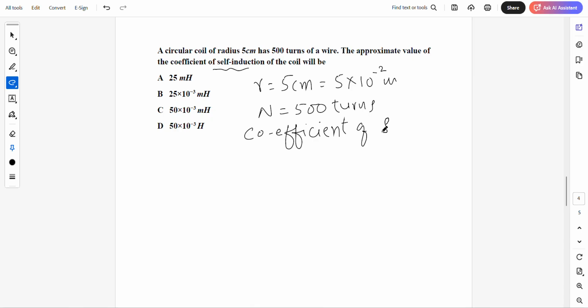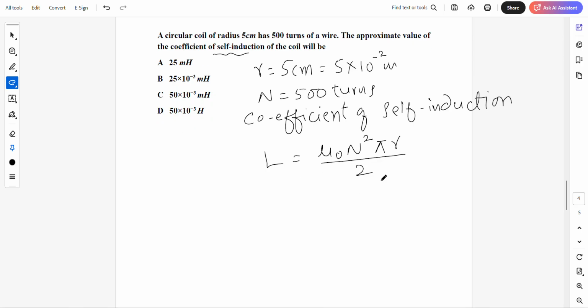Coefficient of self induction. You have to remember the formula. The coefficient of self induction for a circular coil is given by L is equal to mu naught into N square into pi R by 2. This you have to remember. If you don't remember the formula, we cannot do anything.